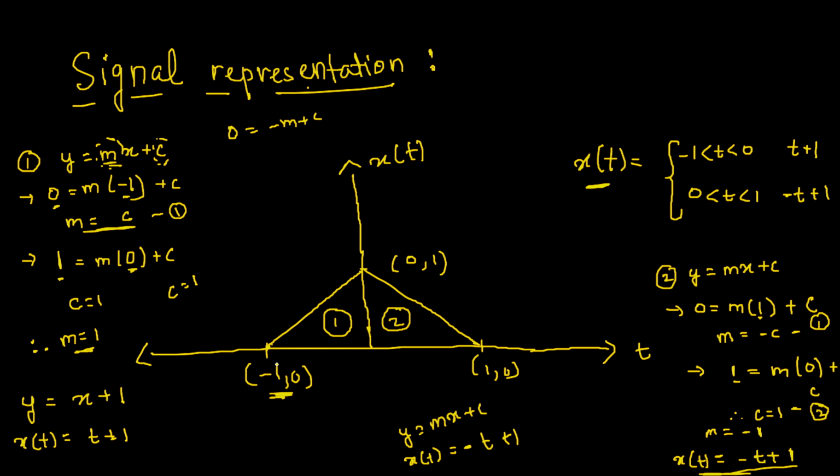So like I said, this is a piecewise defined function. When t is between minus 1 and 0, it's defined as t plus 1. And when the value of time is between 0 and 1, it's defined as minus t plus 1.